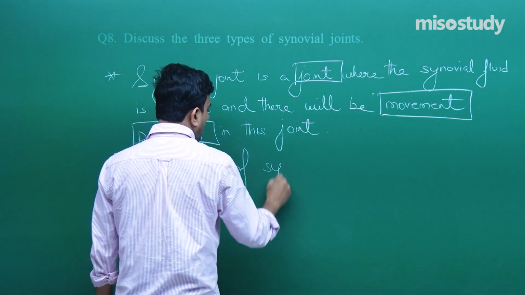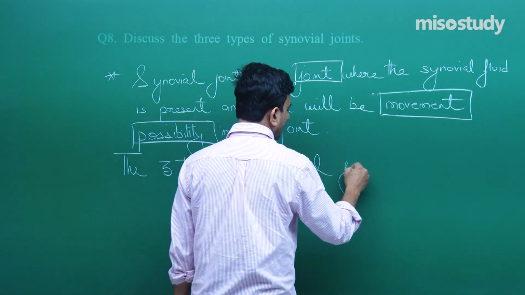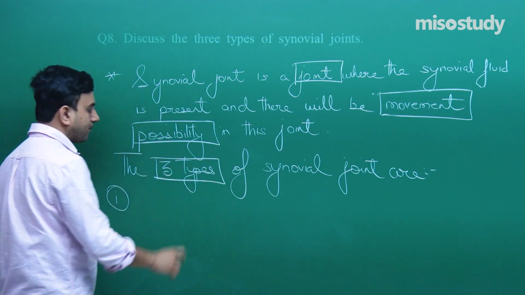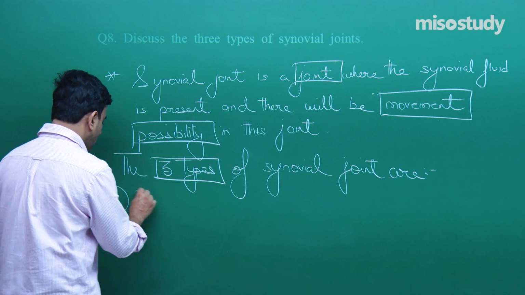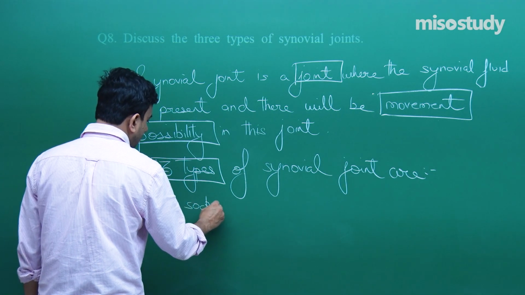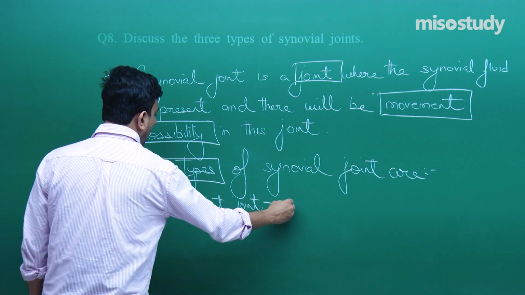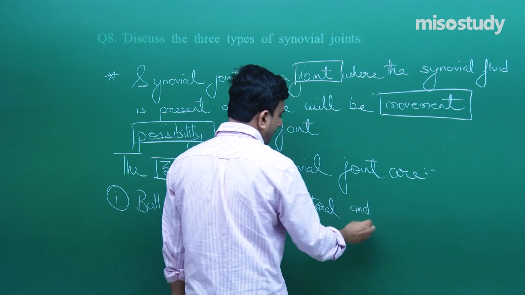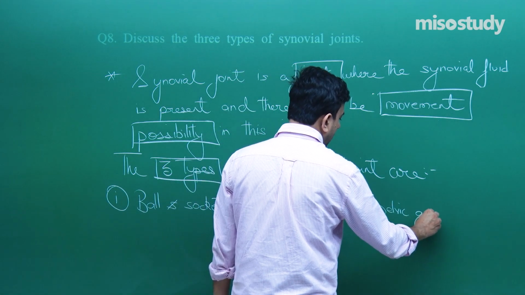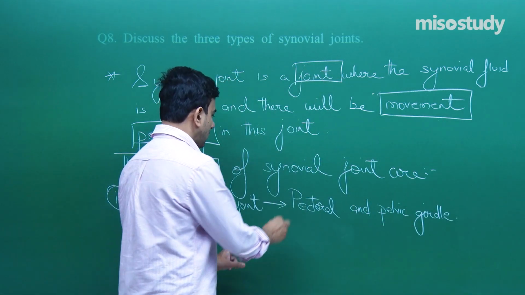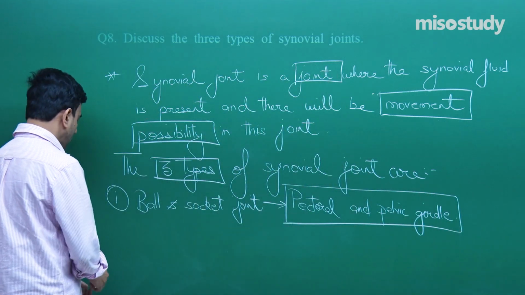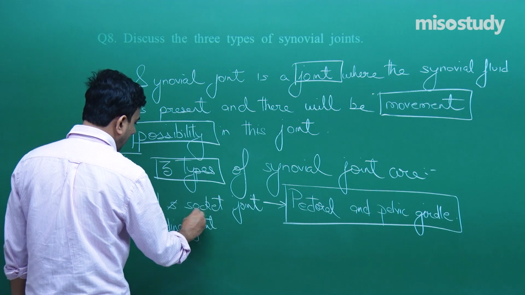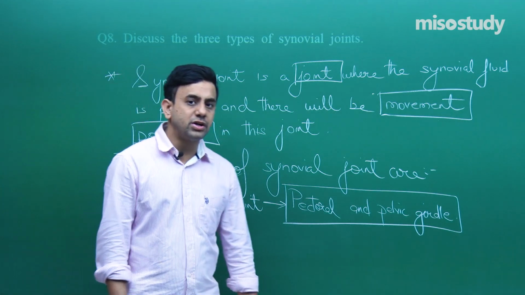The three types of synovial joint are, number one, first and foremost, the ball and socket joint, and in this we have the pectoral and the pelvic girdle. The second one is the gliding joint, and the third one is a hinge joint.